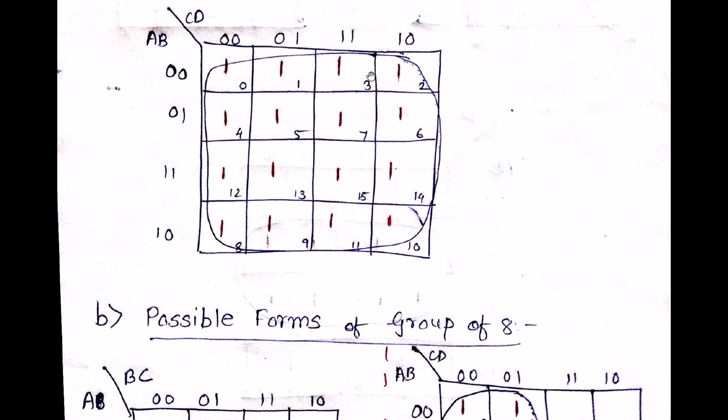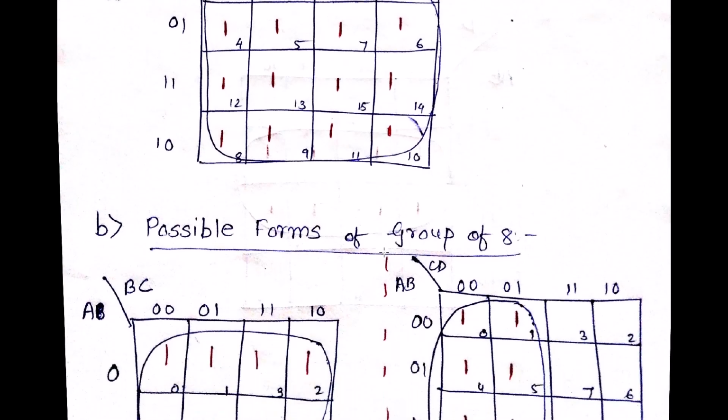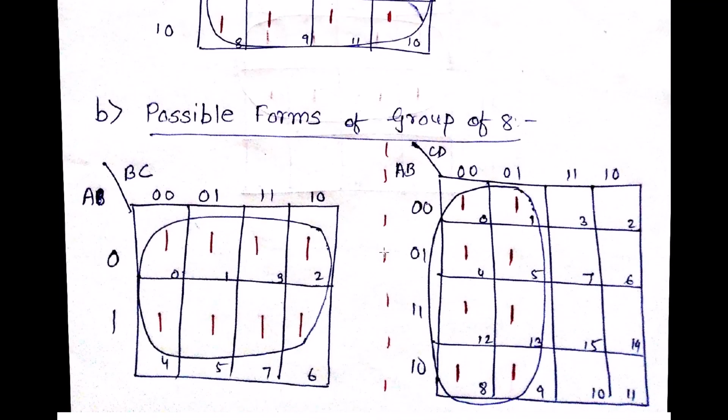So if you see, it's a 16 by 16 matrix kind of thing. So in this, what happens, you can get all these 16 as one group. Fine. Then there can be groups of 8. So how can you do that grouping? I will show you. See, if you have a 3 variable kind of function given, you can directly take all this one as one group.